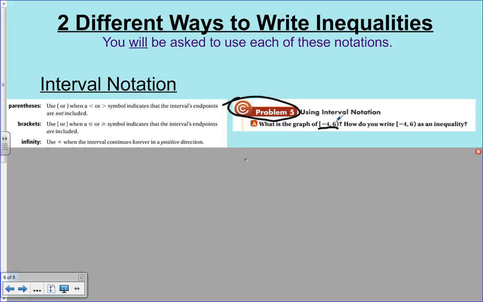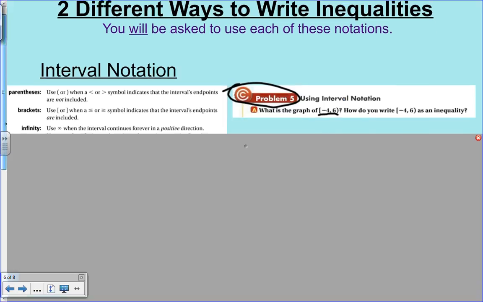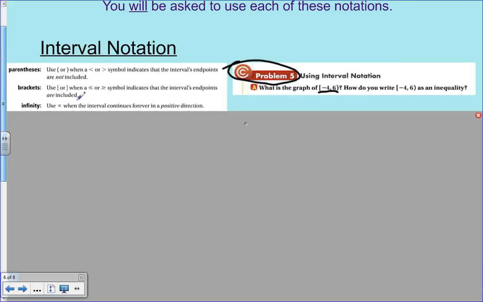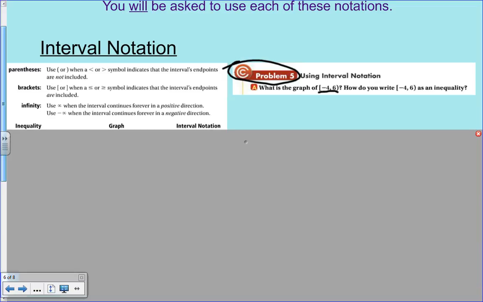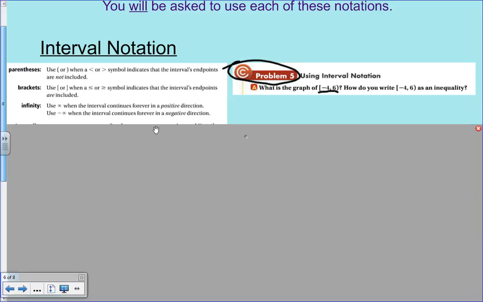So if we look over to the left here, it's called interval notation. In interval notation, it says use parentheses when either a less than or greater than symbol indicates that the interval's endpoints are not included. So if it would be a less than or greater than symbol, it would be the parentheses. And again, these are for compound inequalities typically. You use the brackets when it would be greater than or equal to and less than or equal to. There's also a couple other things on here. In case it goes on forever to the positive direction, it'd be infinity.